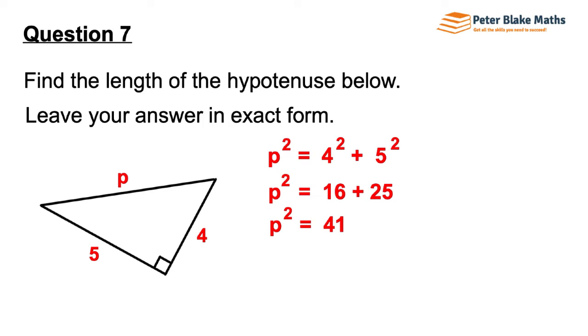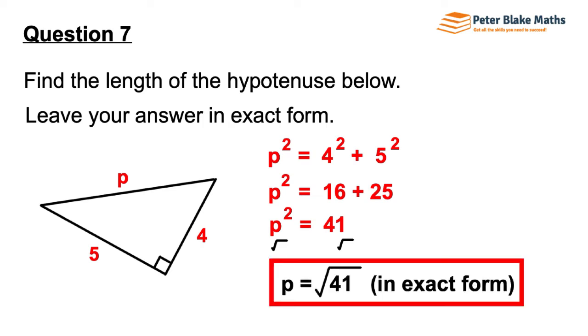P squared is 41. When we square root both sides to get P on its own, we'll get P equals root 41. Now exact form requires us to leave it with the square root around the number and not process it any further. So leave your answer with the square root on it when it says to leave your answer in exact form.